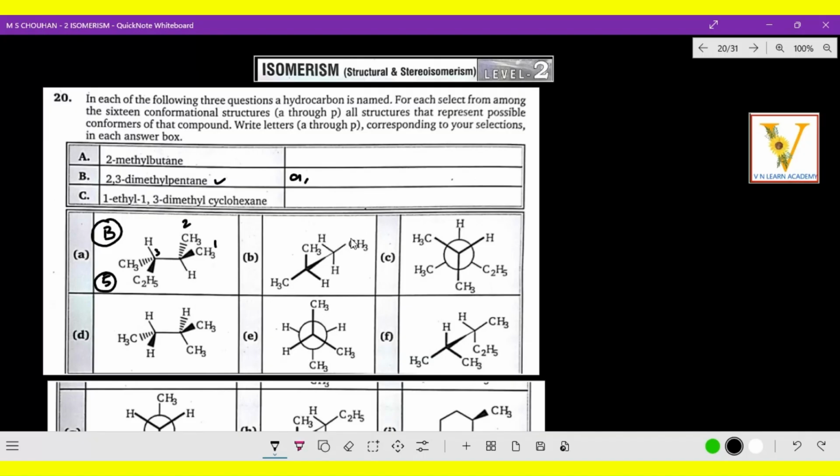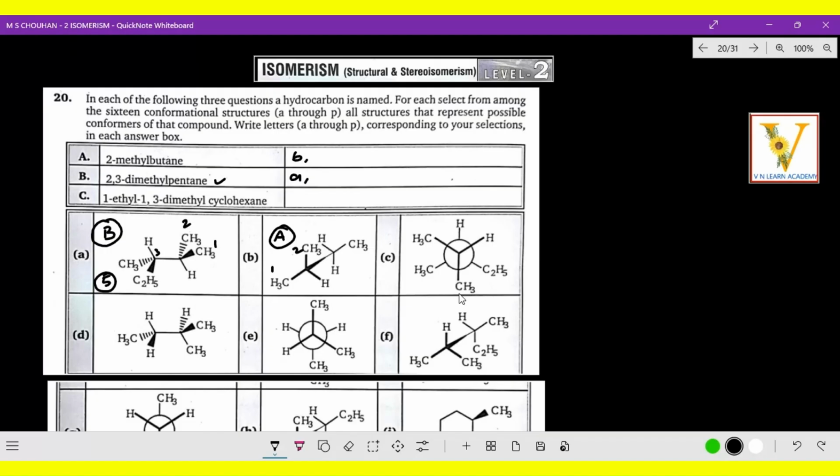So here we can identify 1, and this is 2, this is 2, 3 and 4. So that means A means here 2-methyl butane. 2-methyl, this is 2, right? This is 1 and this is 2. 2-methyl butane. So easily we can identify. So this answer will be B. Here we'll put B. According to that, easily we can identify.